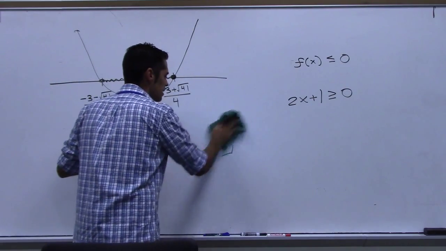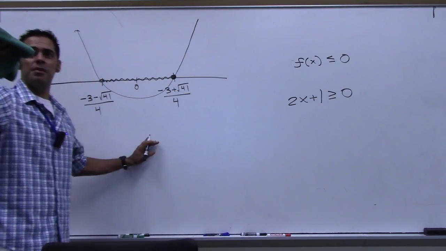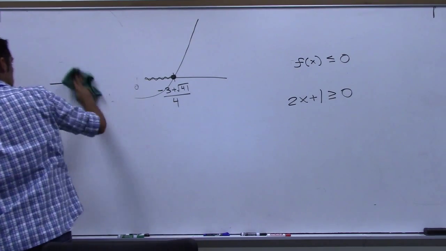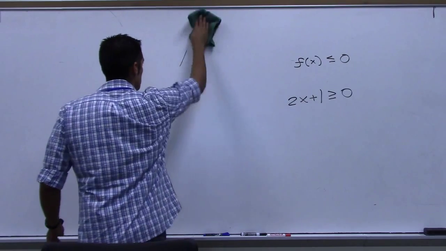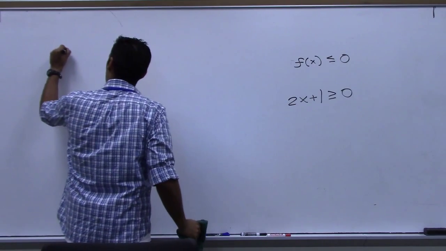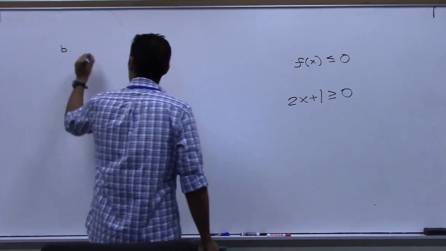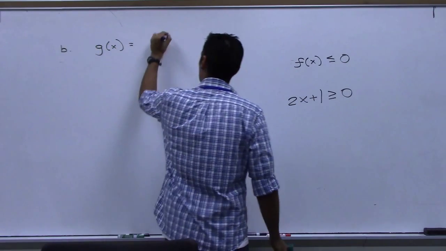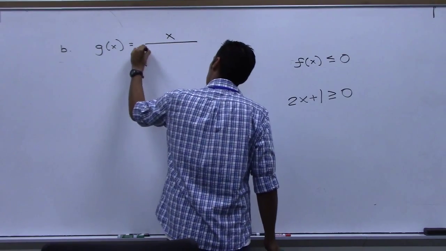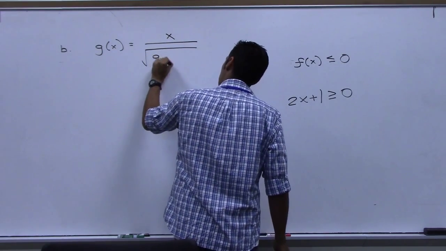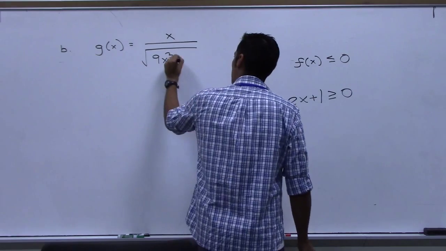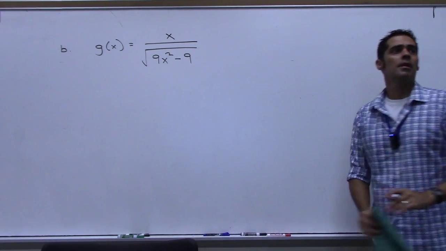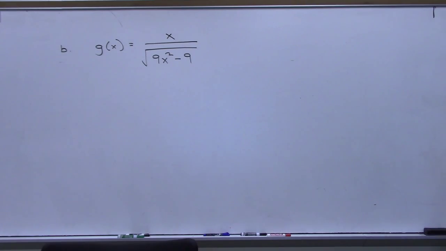All right, let's take a look at example B from 4.5.4. We have a function, g of x, equals x over the square root of 9x squared minus 9. And the question here is to find the domain.